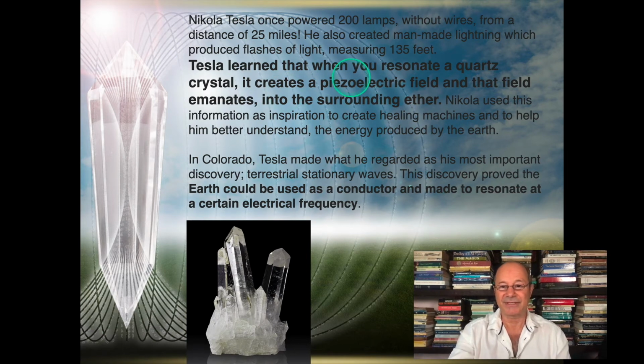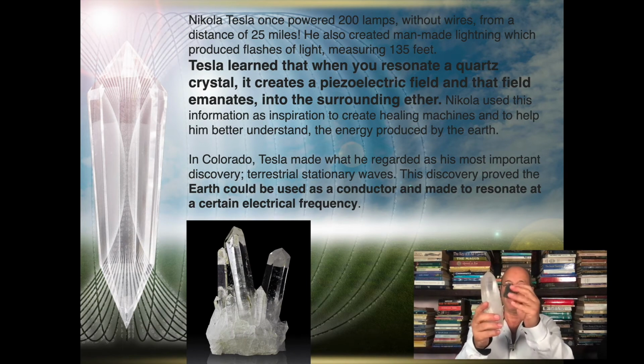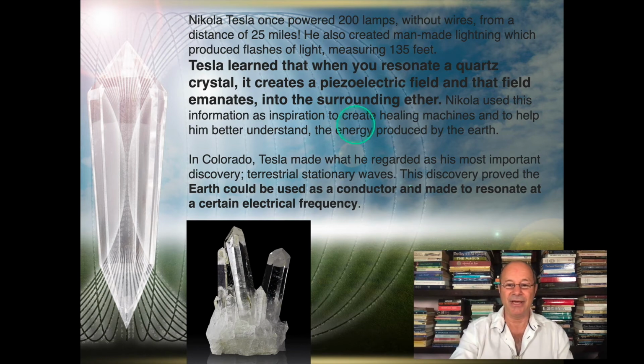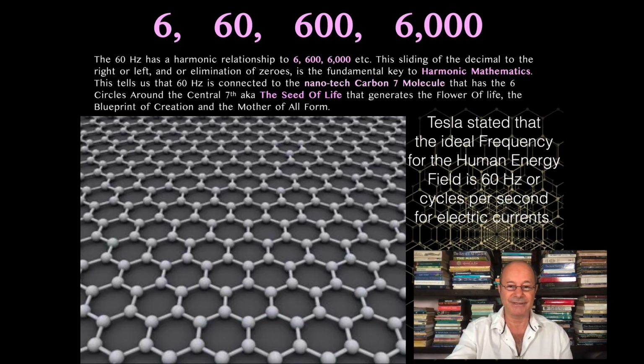So Tesla did a lot of experiments with quartz. He resonated them, and he noticed that they have a piezoelectric field. We know that if we take one quartz here, and another quartz, and hit them like this, a smoke or a dust, a light comes off. So if you did this in the dark, tapping crystals, you'll see light coming off the crystals, because crystals are frozen light. So Tesla knew this, and he used this knowledge of the emanating field to come to the conclusion that, oh my God, the whole planet Earth is a conductor made to resonate at an electrical frequency. We call it the Schumann resonance.